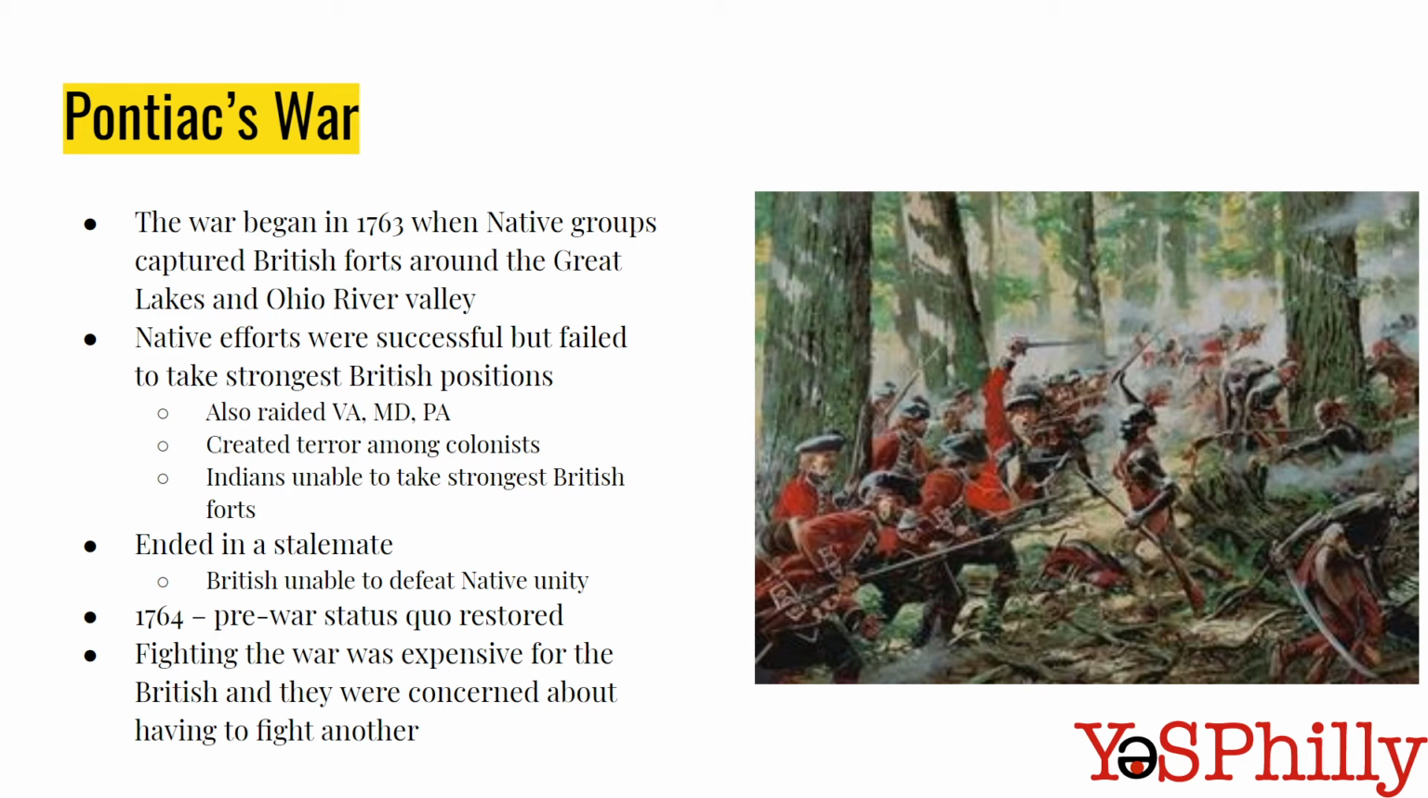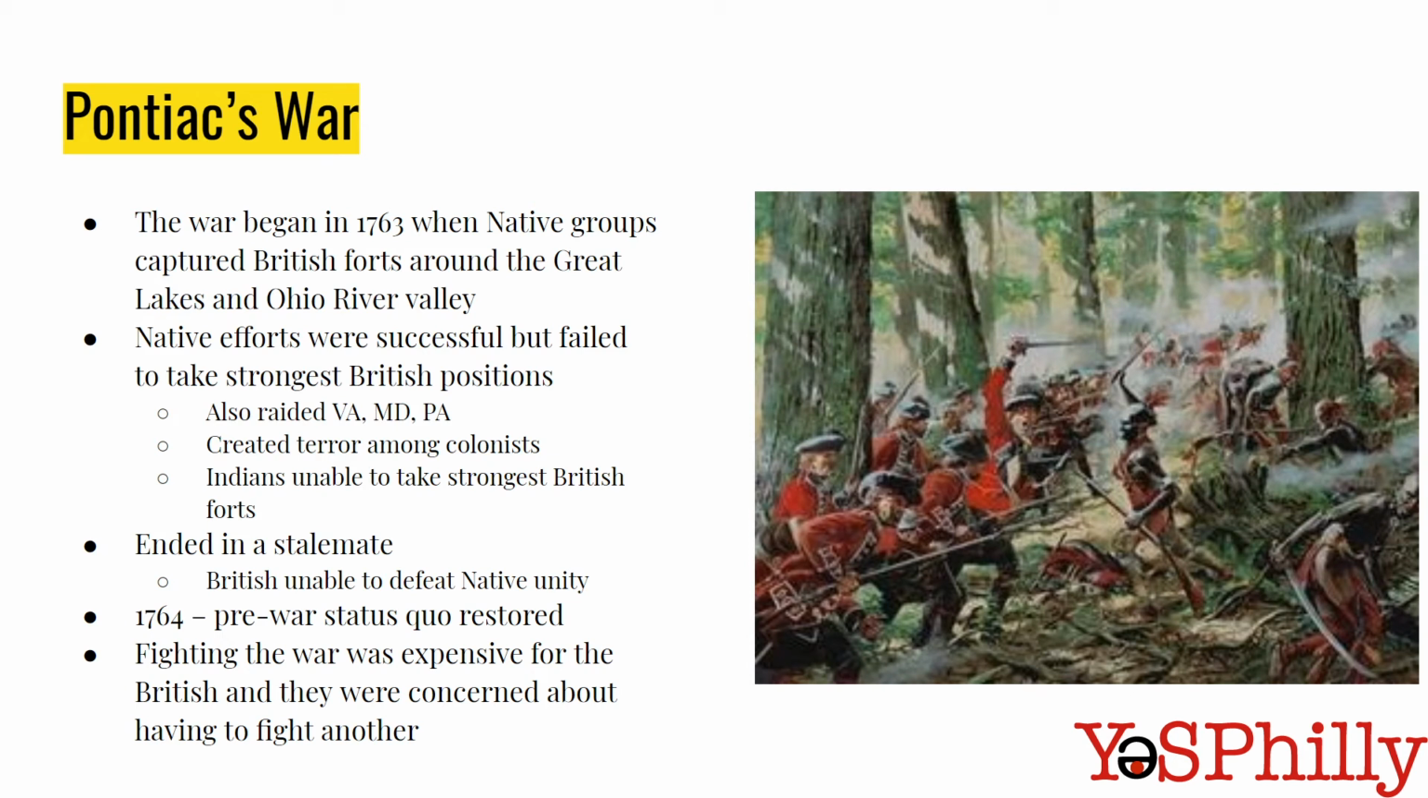They're taking British forts. But the problem is that Native Americans are unable to take the strongest British forts. And that leads to Pontiac's War ending in a stalemate. The British are unable to defeat Native American unity, but the natives are unable to completely drive the British back to the sea. They're unable to take key positions that the British control.